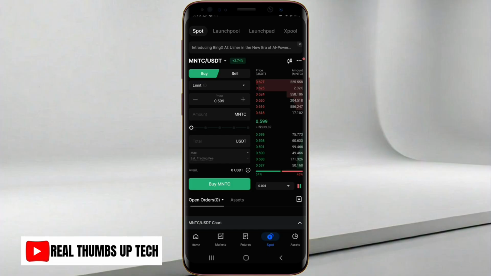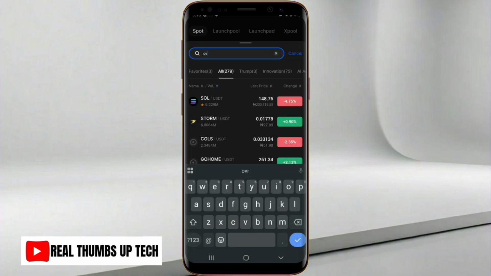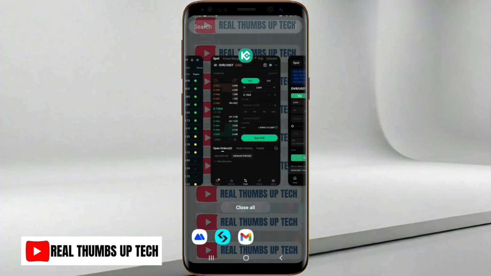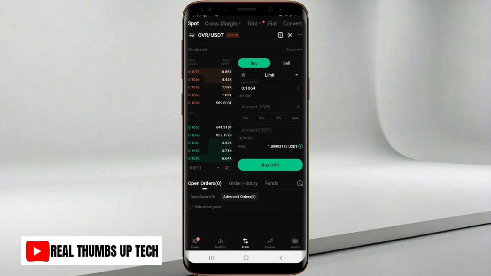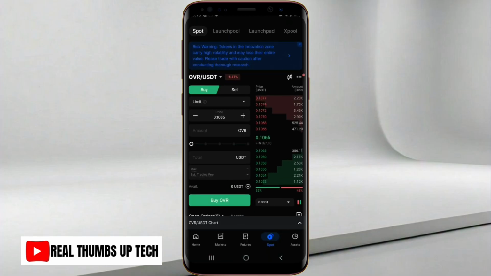This is BingX. I go over to this option to select OVR, which we want to trade. And here we have OVR. And you can see that the rate is almost the same as KuCoin. This one is 0.1065, and here we have 0.1064. And that's why you need to be checking the rates before you draw your conclusion. You can see that the arbitrage opportunity is not available again on the two platforms.